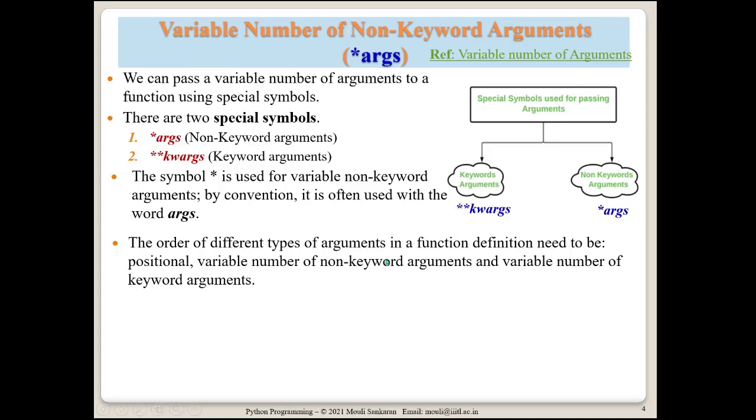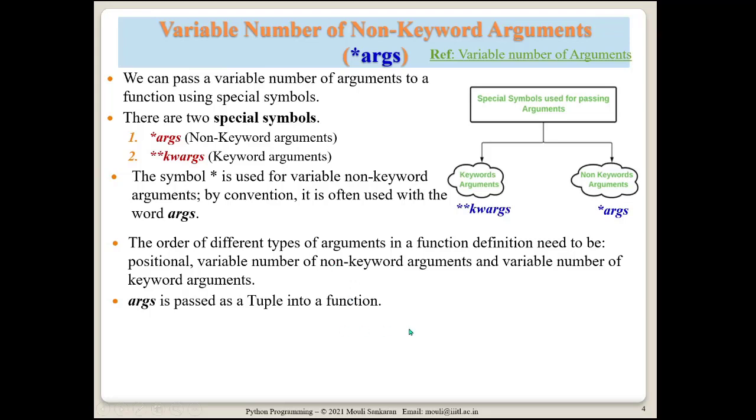The order of different types of arguments in a function definition need to be positional, variable number of non-keyword, and variable number of keyword. Okay, that you need to have positional parameters, then maybe star args, and then star kwargs. Okay, so that should be the order. You cannot interchange them, and when you are doing it itself, the interpreter will give you error, or the editor also may find out that there are some things which is missing.